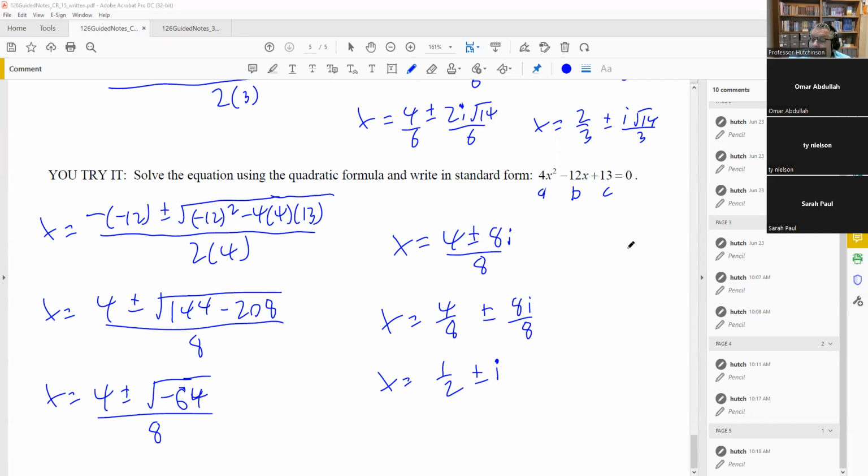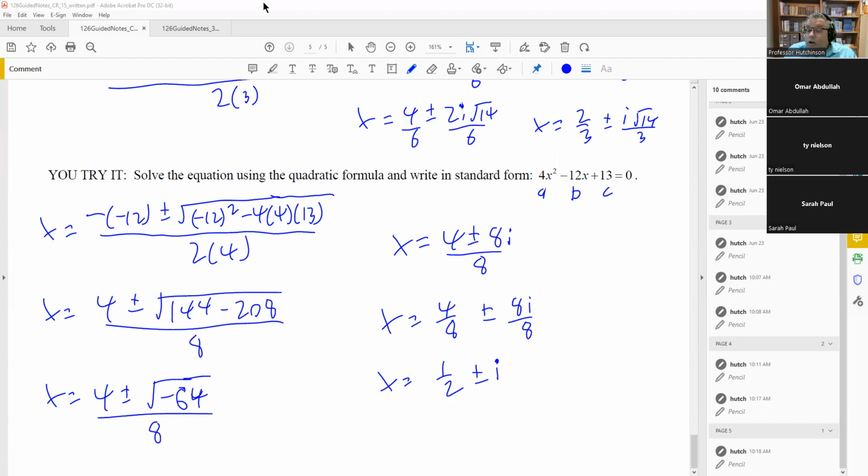All right, so then that would be it. So this is it for CR 15. So again, CR 14 and 15 are review sections, basically to give you some foundation to do the 3.3 section, which we're going to talk about quadratics.